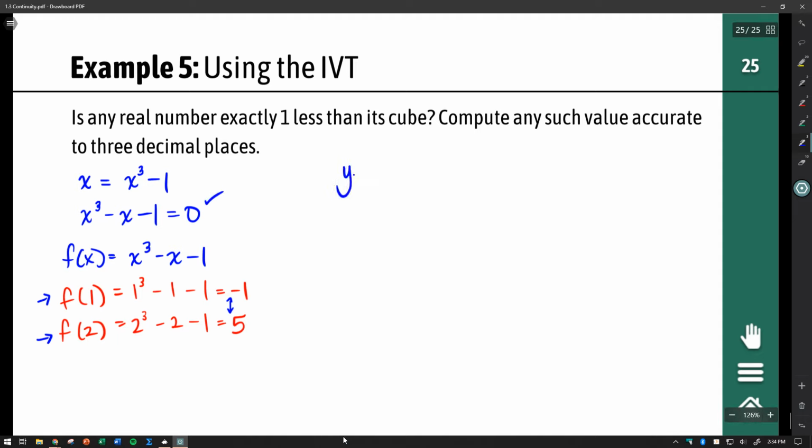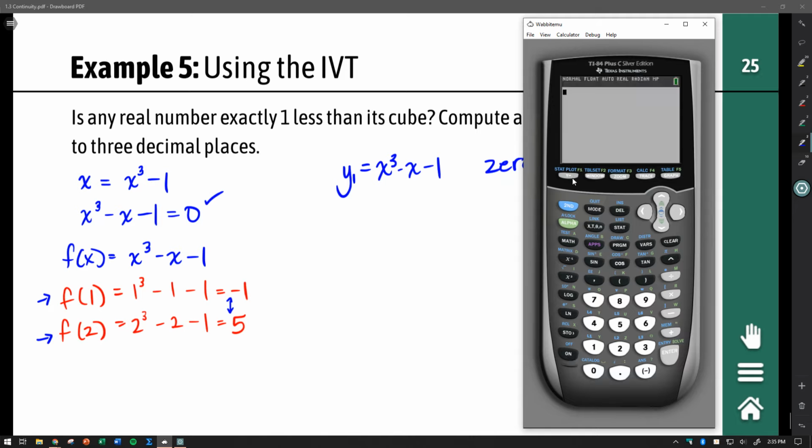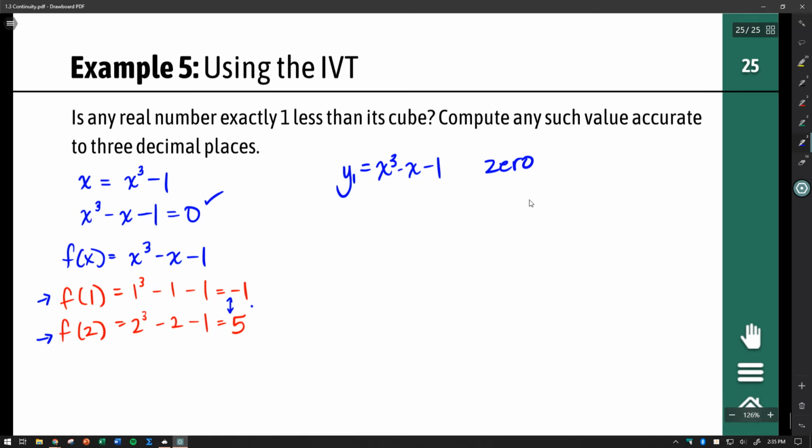So let's take a look at this in a graphing calculator. Let's graph y1 equals x cubed minus x minus 1 and figure out if we can find its 0. Where does it cross the x-axis? So to our graphing calculator, let's go to the y equals screen. Let's try x to the third minus x minus 1. And let's go zoom decimal. And we should start to see this function being graphed. And there we are. Yes, there's a 0 between 1 and 2, just as we suspected.